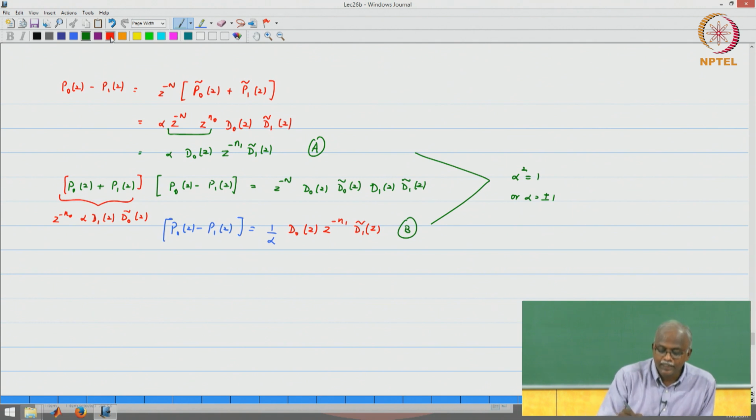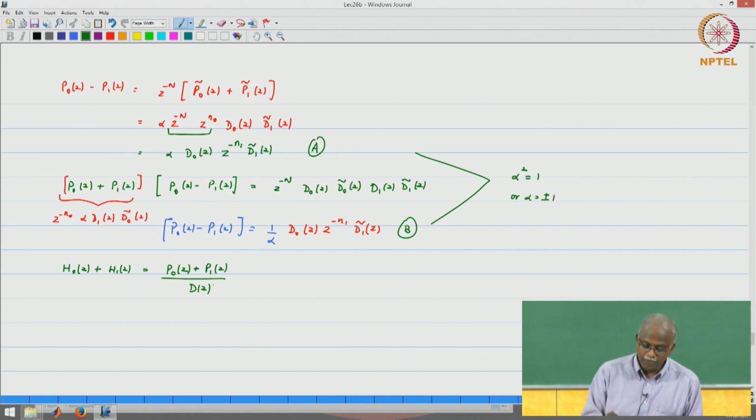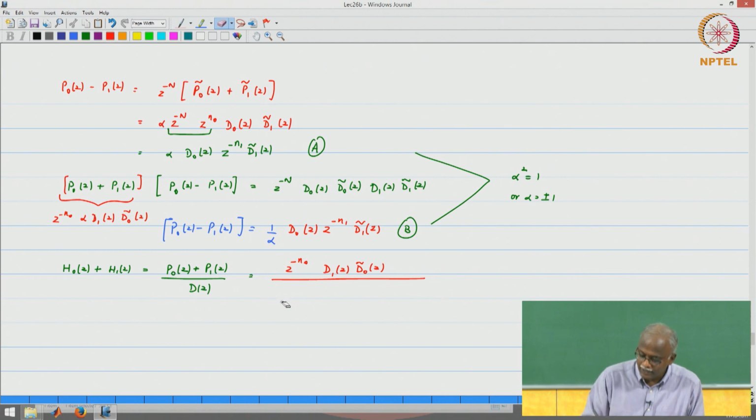Okay. So, here is the crucial step, combine the results that we have so far. h naught of z plus h1 of z is given by p naught of z plus p1 of z divided by d of z. So, p naught of z plus p1 of z, we already have an expression for that, it is z power minus n naught, I am going to take alpha equal to plus 1, d1 of z d naught tilde of z, denominator, it is actually d of z.